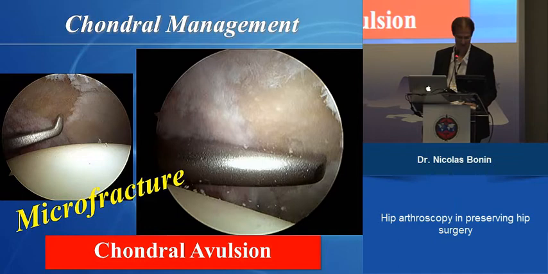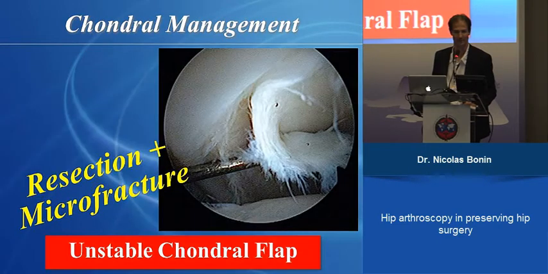This is microfracturing, doing small holes and then taking down the pressure of the fluid to see if the bone is bleeding. Okay. What about unstable chondral flaps? In these cases, you need to take down the chondral flap and then perform microfracture just like we've seen before.